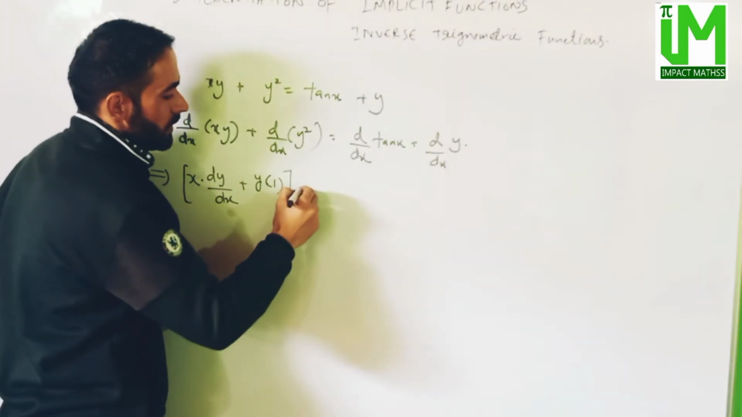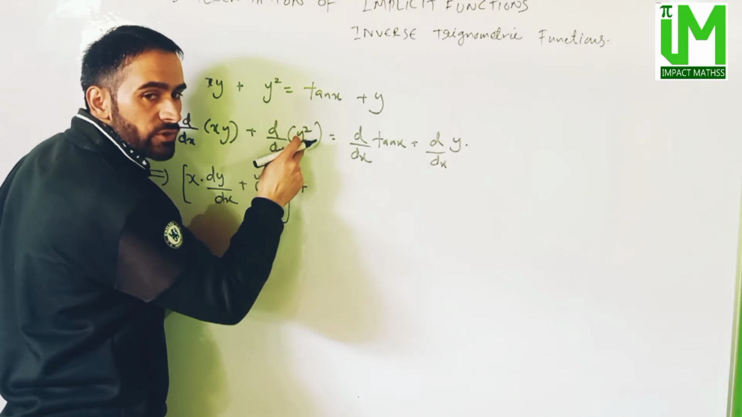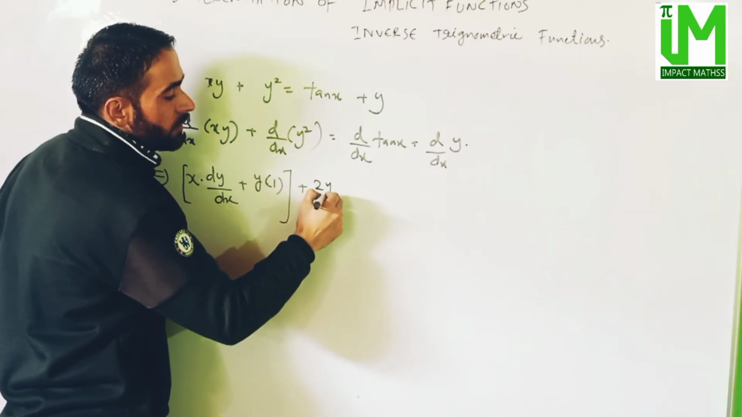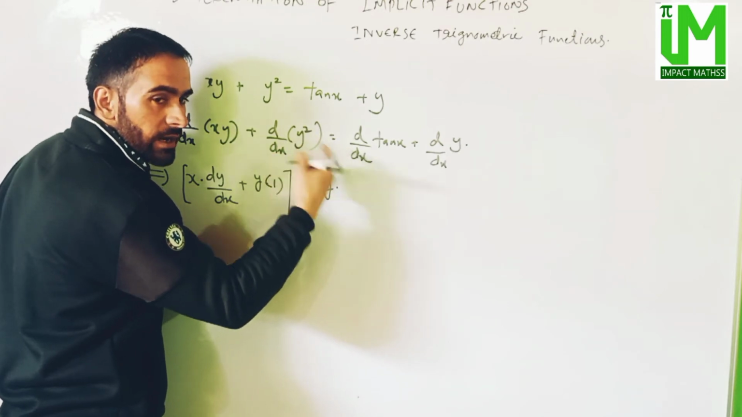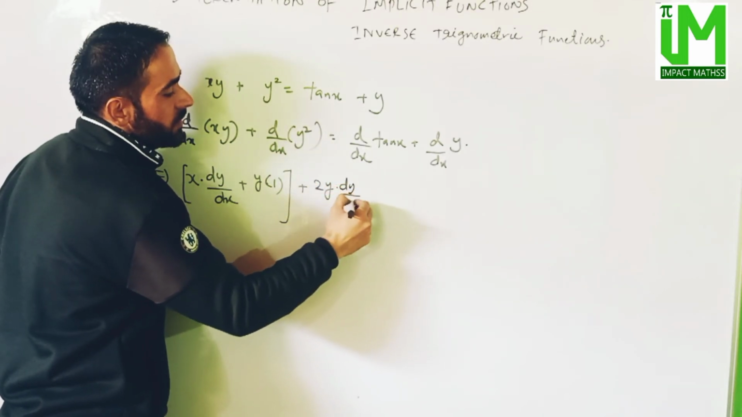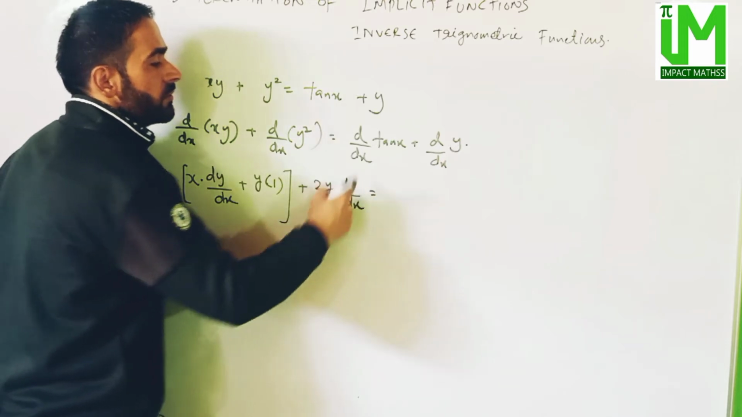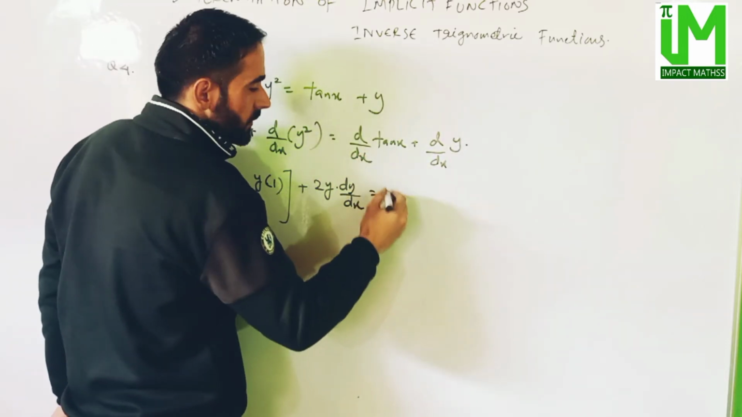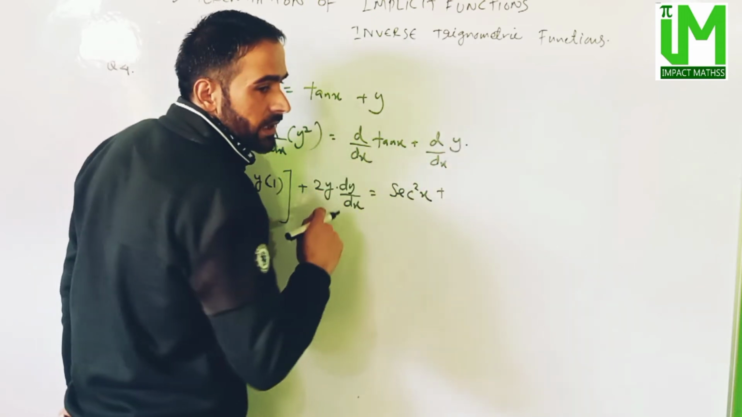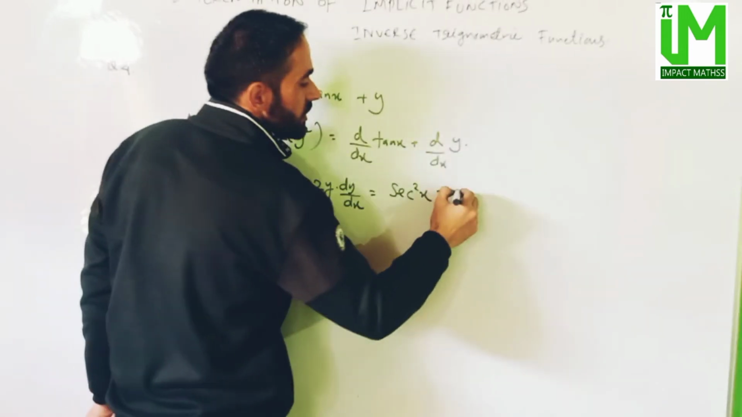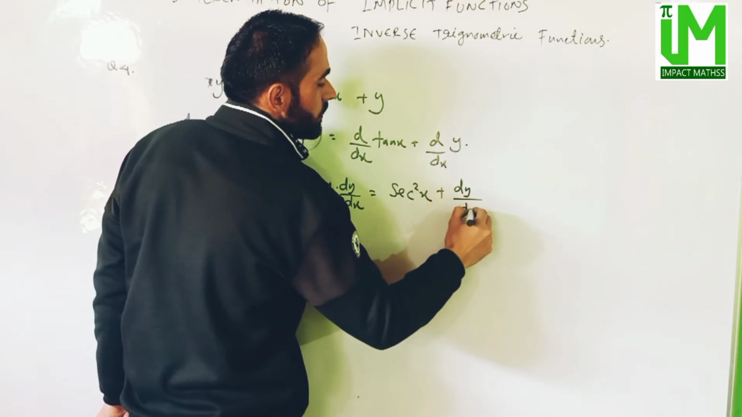ठीक है. x into y plus what will be differentiation of y square? 2y into dy by dx. ठीक है. So y square is 2y into dy by dx is equal to differentiation of 10x, sec square x. Very good. Sec square x plus d by dx of y. That will be again dy by dx.